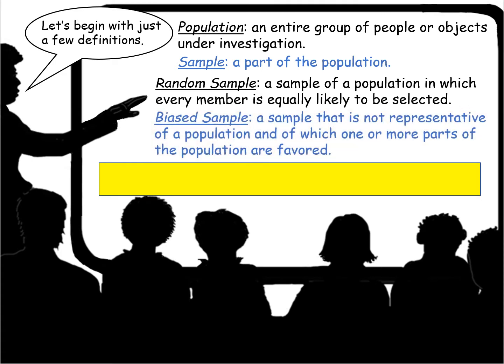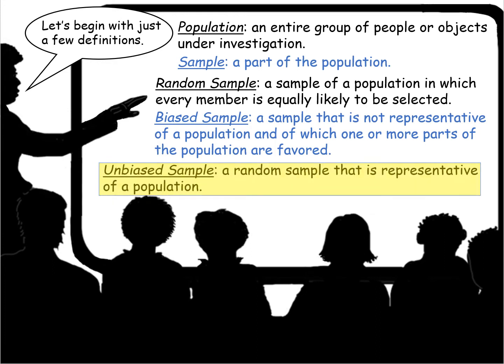Now, when we look at samples, we have a random sample, we have a biased sample, and we have an unbiased sample. A random sample is a sample of a population in which every member is equally likely to be selected. So a biased sample is a sample that is not representative of a population and of which one or more parts of the population are favored. You'll see some examples of that pretty soon. And an unbiased sample, this is a random sample that is representative of a population. No one part is more representative or favored.